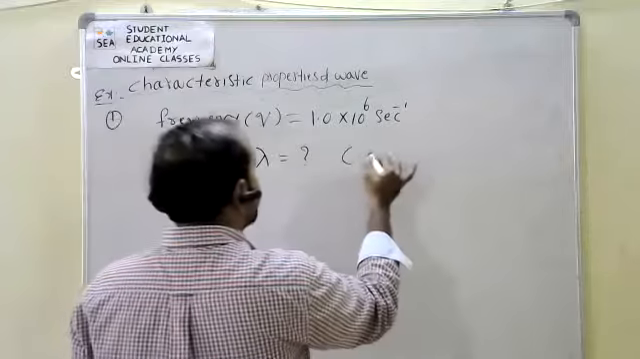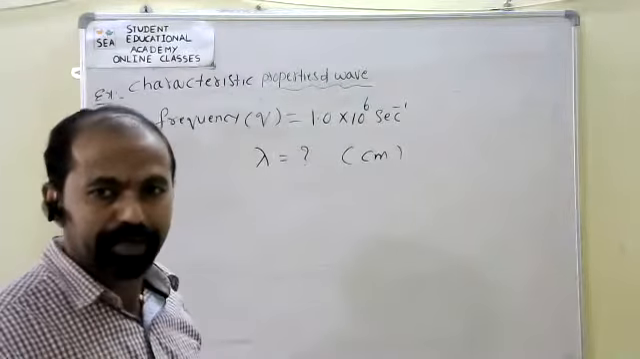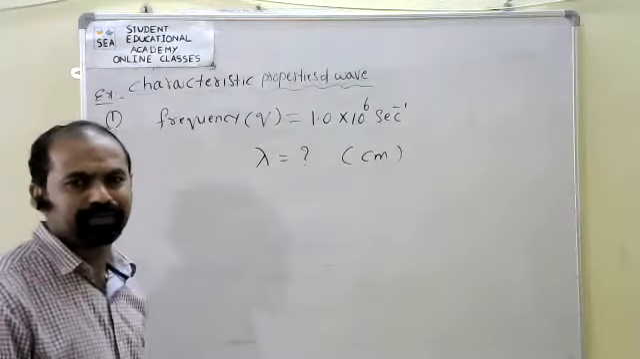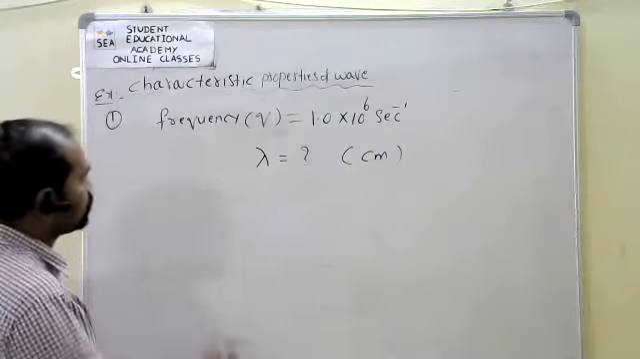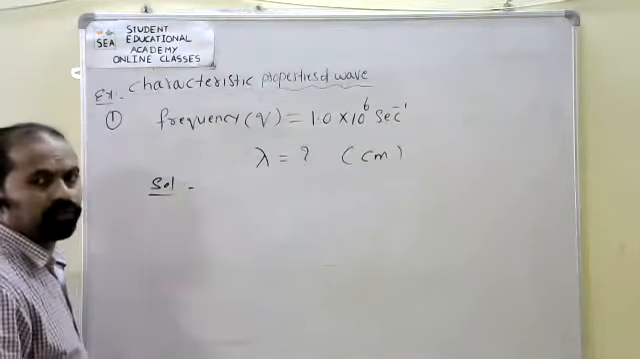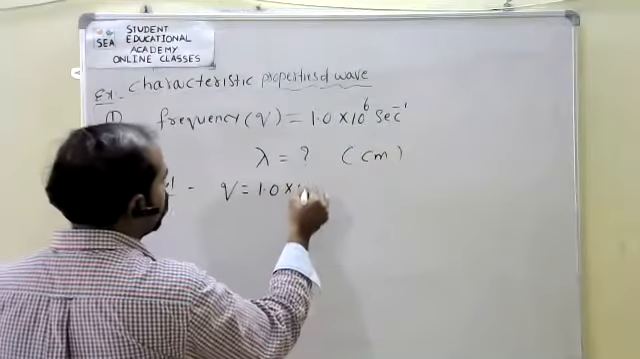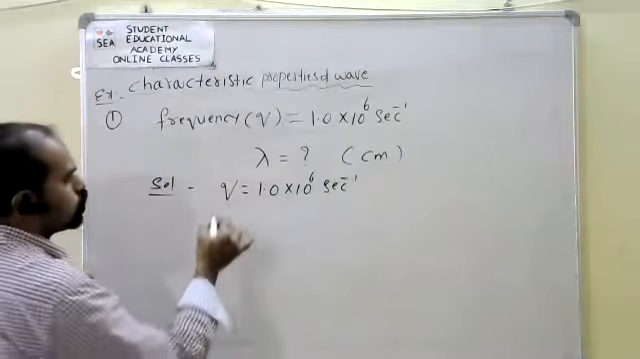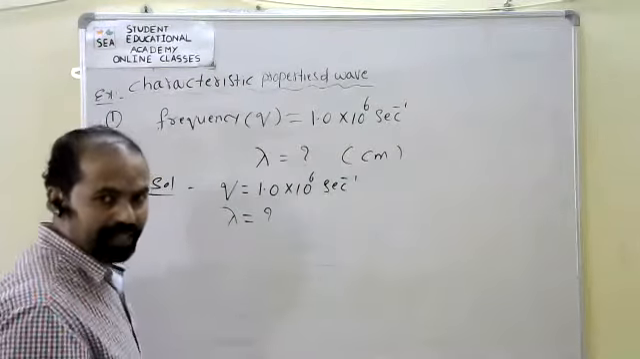Okay, in centimeters. They are given 4 options in centimeters. That's why I have taken here in centimeters. So they are given frequency, nu equals to 1.0 into 10 power 6 second inverse. So we want here lambda. What is wavelength?